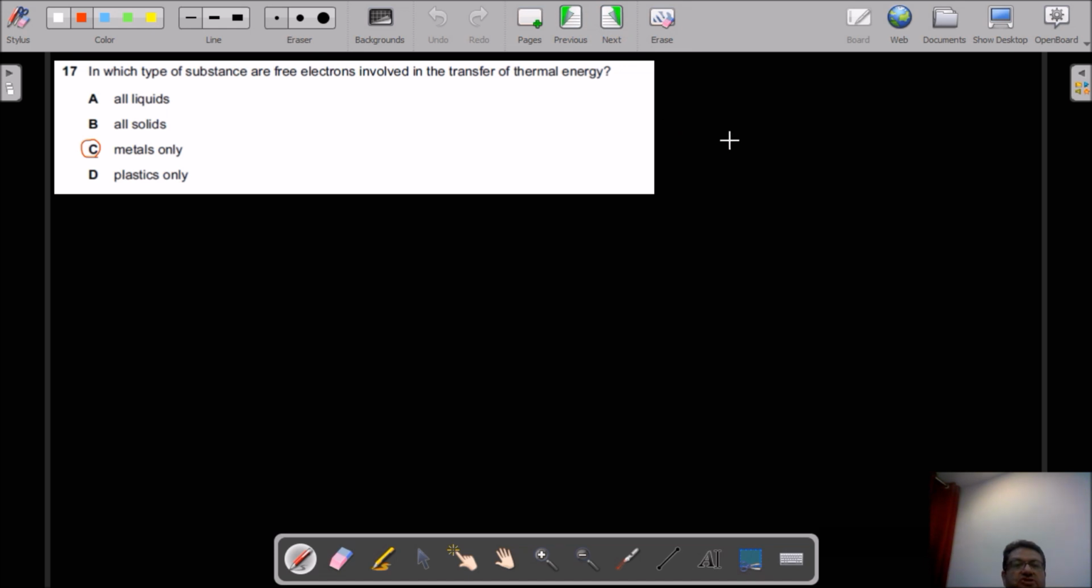Question 17. In which type of substance are free electrons involved in the transfer of thermal energy? We know that in metals. So metals only, C is right.